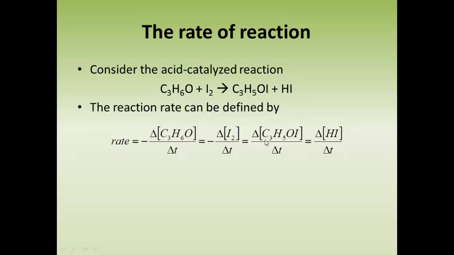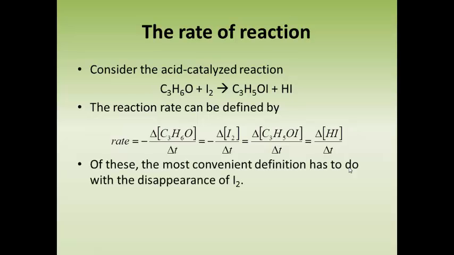But for the products, which are appearing in time, so their concentration is going up as time is going up, making a positive ratio, we don't need the minus sign. The minus sign is necessary for the disappearance of the reactants because the rate of a reaction is always positive. A negative reaction rate would imply that the reaction was running backwards.